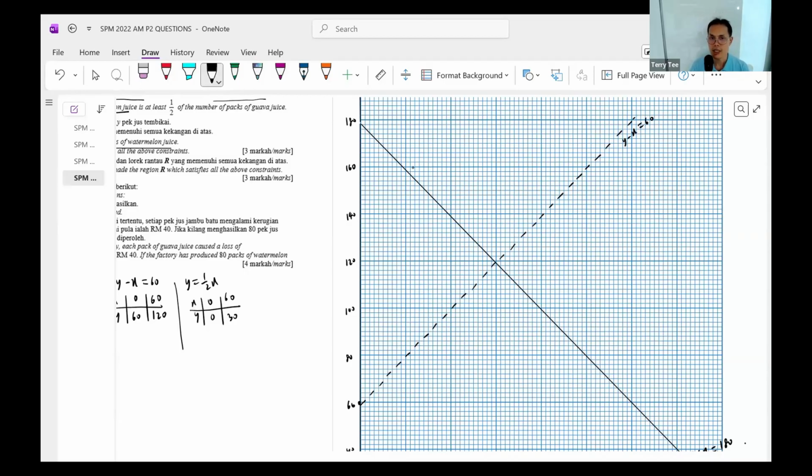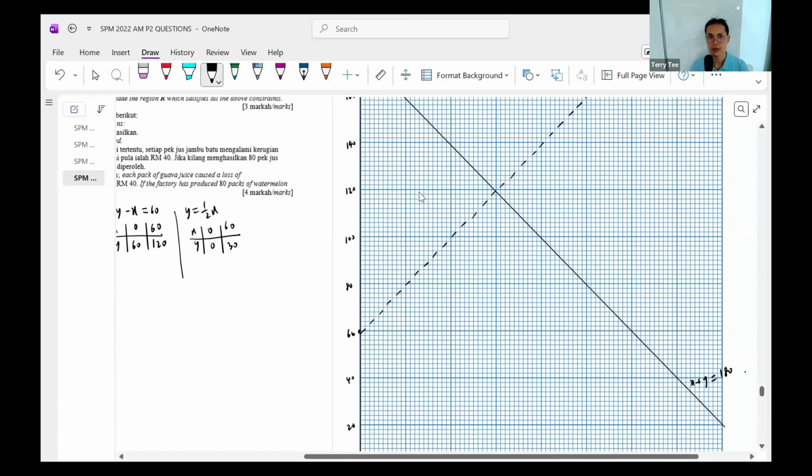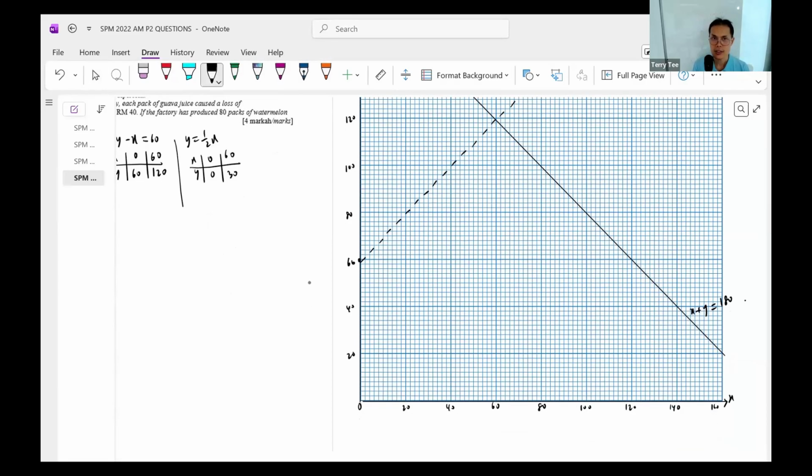Next one. Y equals half x. Y equals half x. 0, 0 and 60, 30. So we draw. Something like this. Y equals half x.